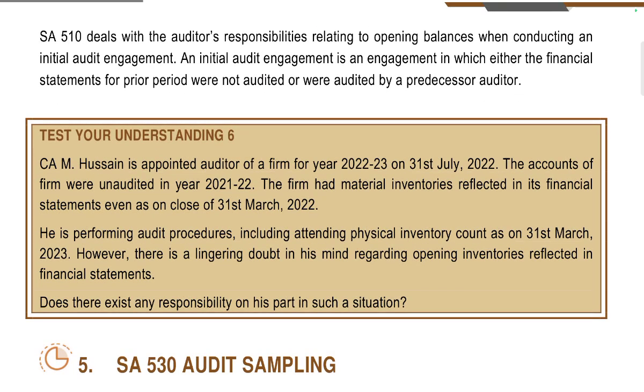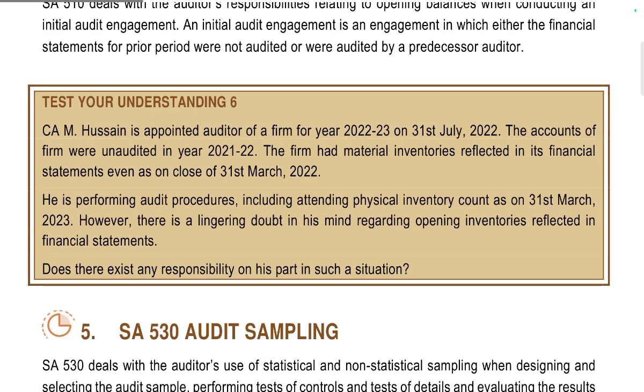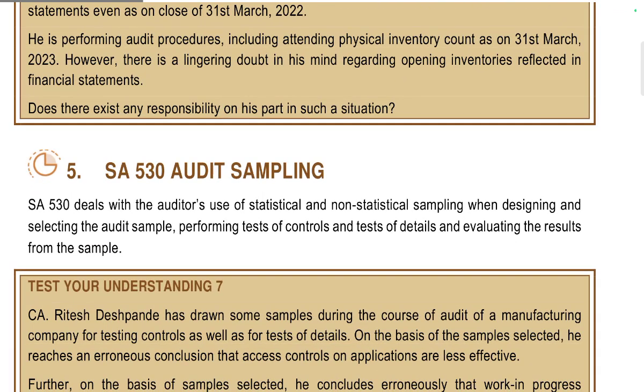Yes, CA Muthukumar is appointed as auditor of the firm on 31st March 2023. The accounts of the firm were unaudited in the previous financial year. The company has a material inventory reflected in the financial statements at the closing on 31st March. He performed audit procedures, including attending the physical inventory count on 31st March. However, there is doubt in his mind regarding the opening inventory reflected in the financial statements. Thus, how should he respond to this situation?